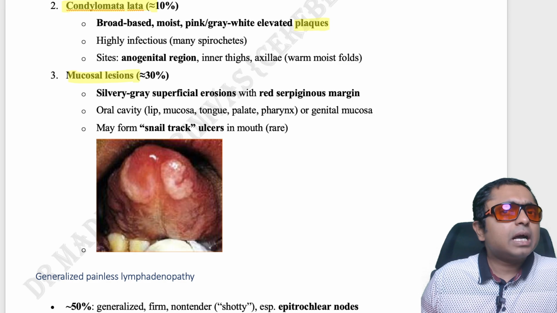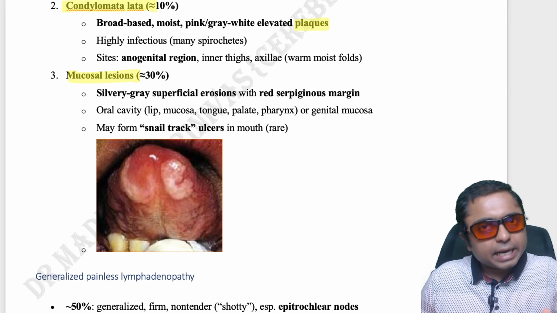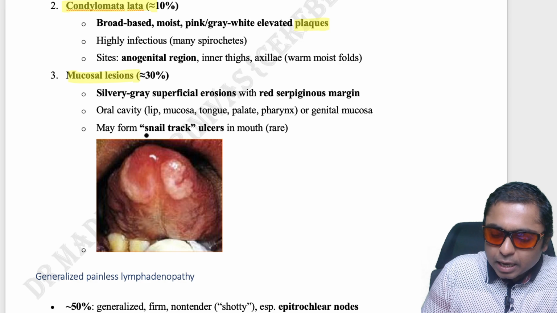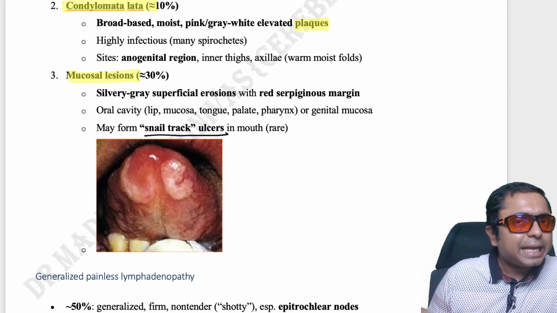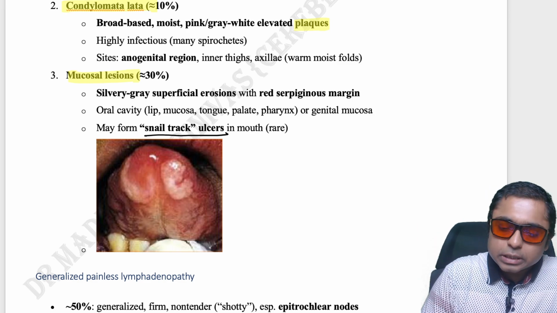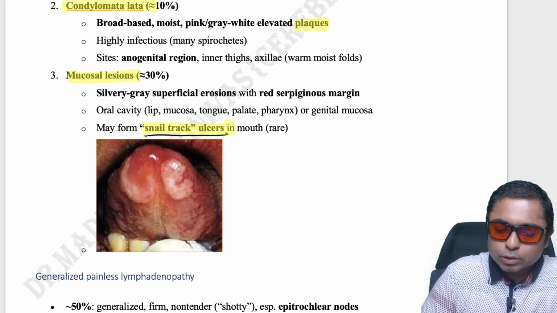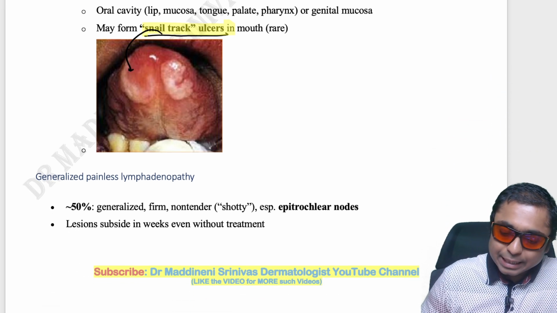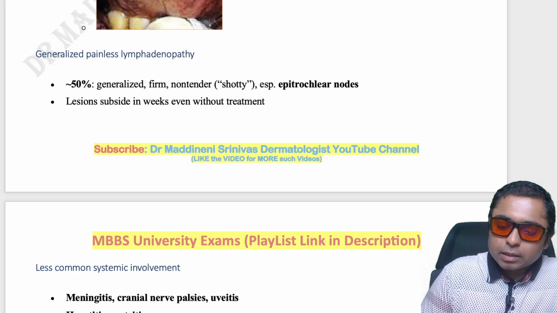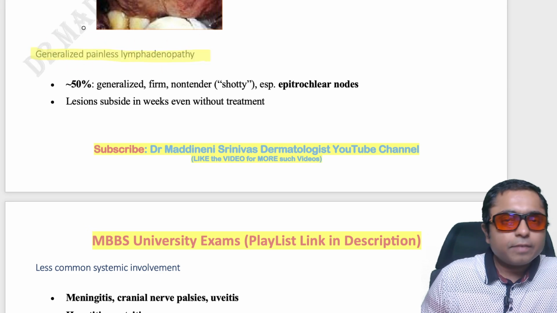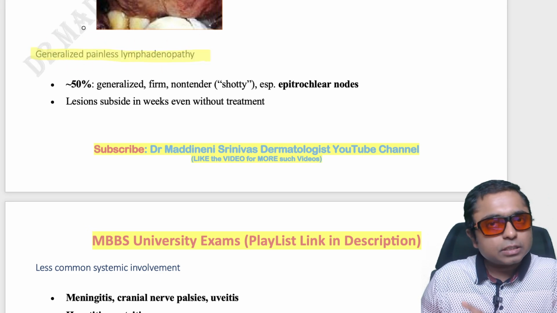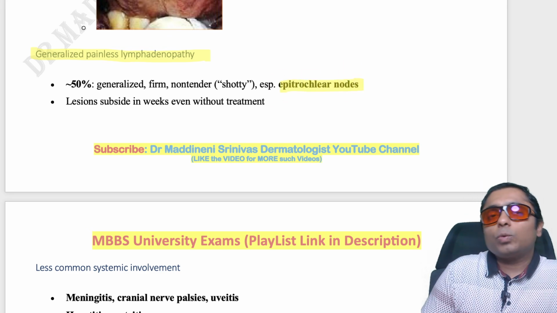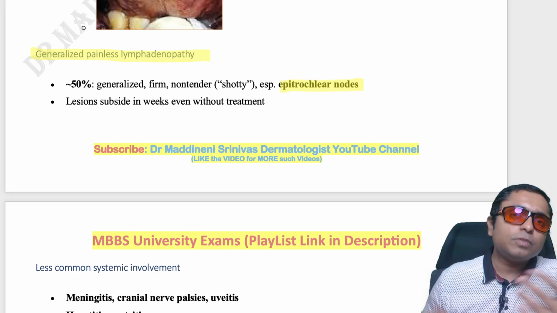Next, mucosa can also have lesions in secondary syphilis, where these lesions are going to have peculiar shapes resembling snail track trails. So these are called snail track ulcers. You can see this is a snail track ulcer present over the tongue. And remember, generalized lymphadenopathy is very important, which is going to be found in these patients, right? And the most important group is the epitrochlear group of lymph nodes, which you have to examine.